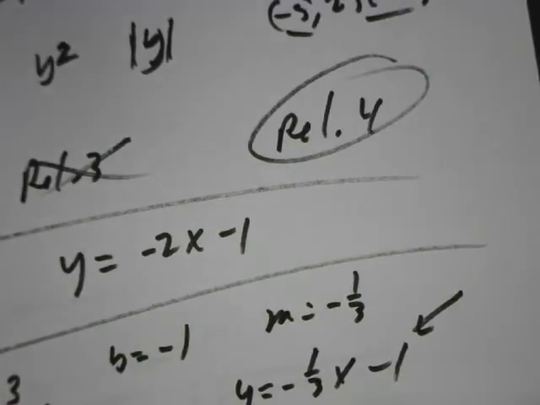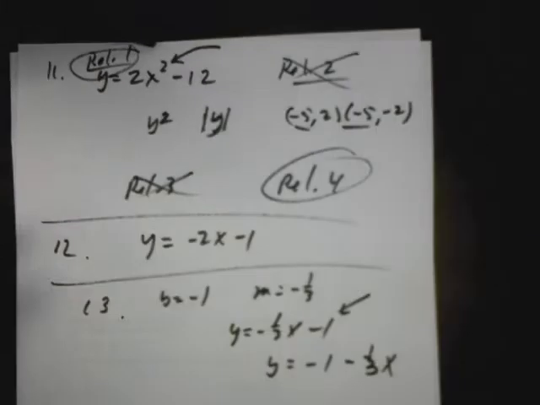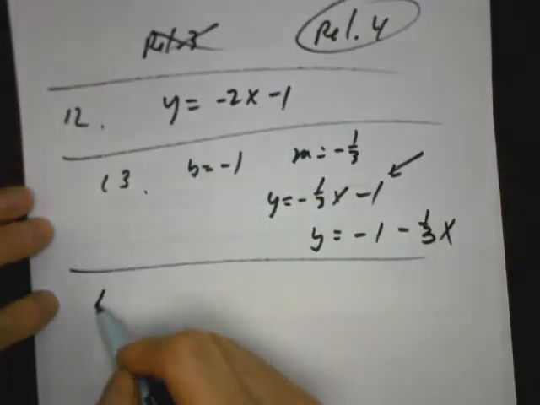They could change the order on you to try to trick you, but as long as you keep the slope in front of x, it's the same thing. Sorry about that. Alright, getting there.